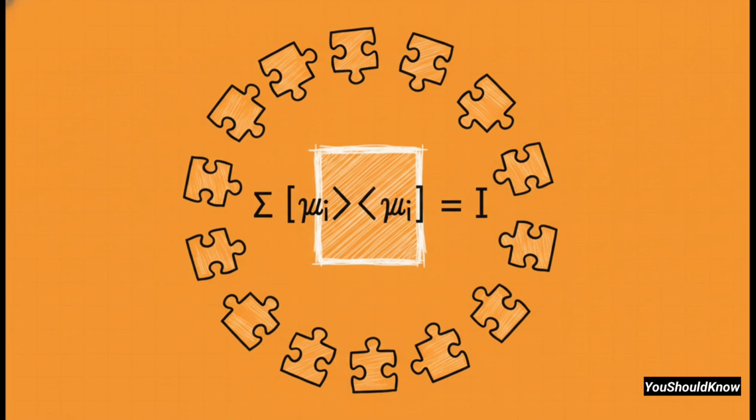It's a guarantee that our basis vectors perfectly cover the entire Hilbert space. There are no holes, no missing parts. Our basis is, well, complete.